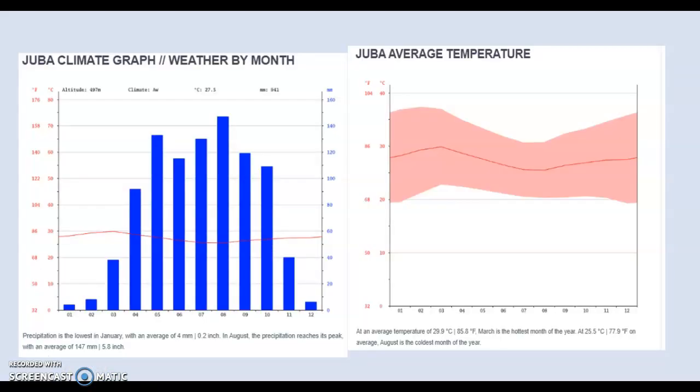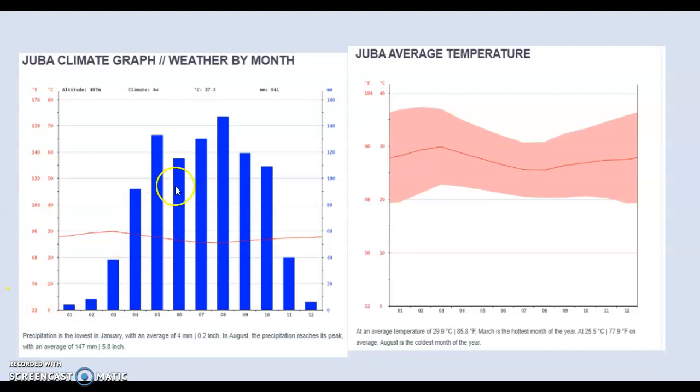Okay, so we haven't done weather and climate yet. That is in section 2, theme 2, sorry. But I will just quickly talk you through these graphs. Now, Juba is the capital of South Sudan. South Sudan obviously is the newest country in the world. It was only created by a partition with Sudan, probably about 7 or 8 years ago now.